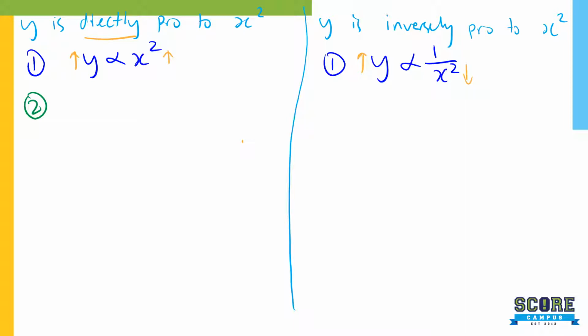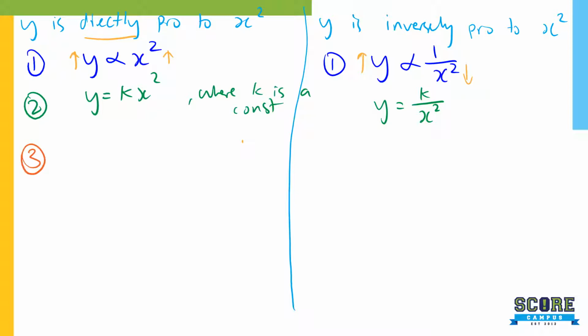In step 2, what I do is I introduce a constant. So y equals kx squared. Y equals k over x squared. And usually you have to write where k is a constant. Yeah?